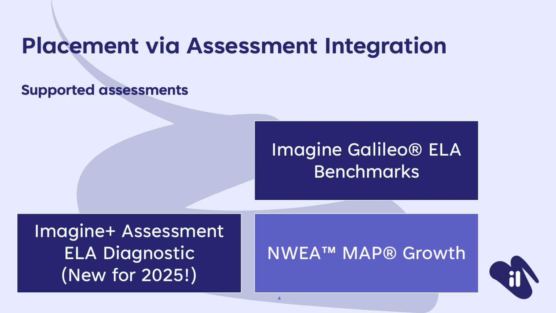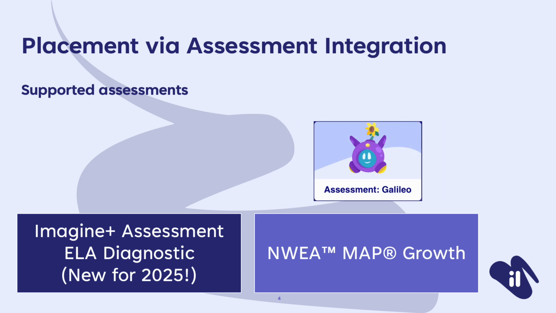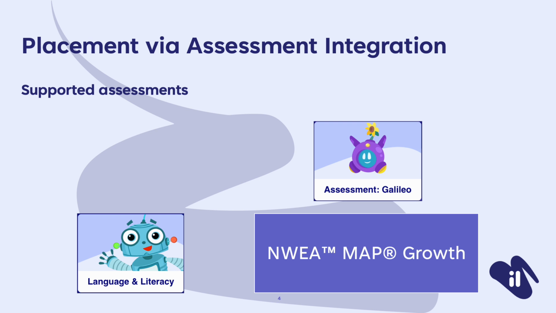Students using one of the 2 Imagine Learning assessment offerings will log in to imaginelearning.com using their same username and password. For students being placed with Galileo, students should select the Assessment Galileo tile from their homepage. But students being placed with the Imagine Plus assessment have a more streamlined experience. They just need to select the Language and Literacy tile, and the system will direct them to their assessment and then back on completion. Students assessing with NWEA MAP Growth would log into that platform and follow instructions there.